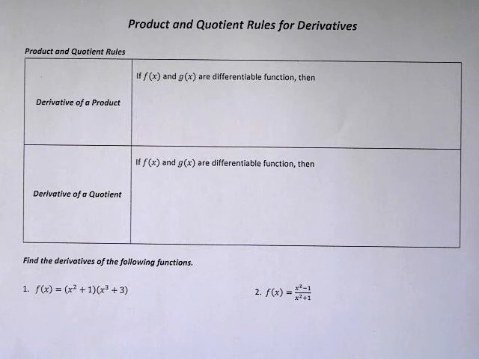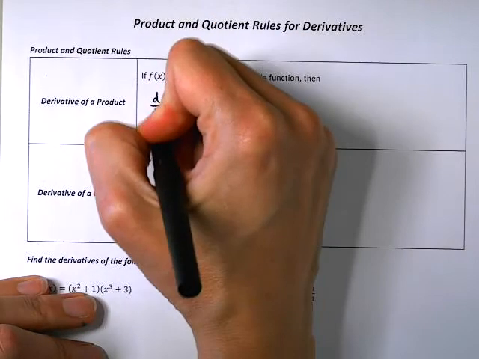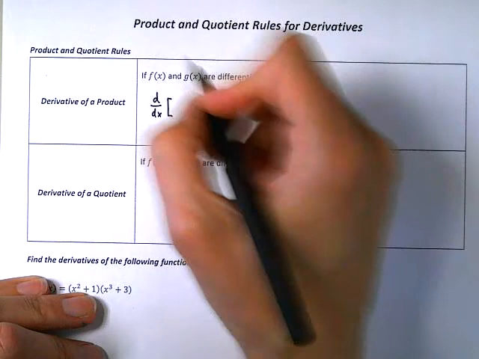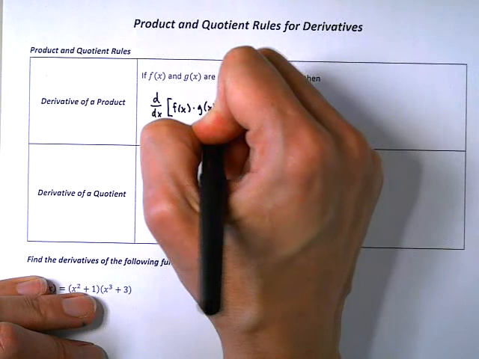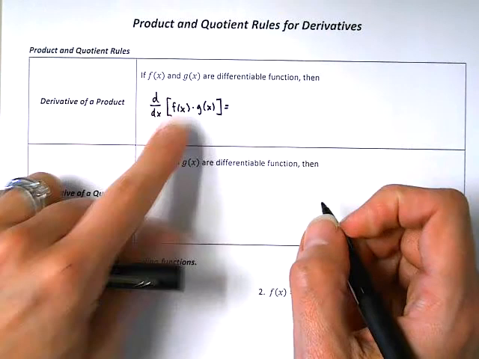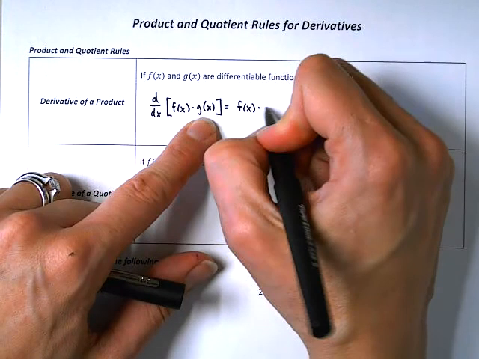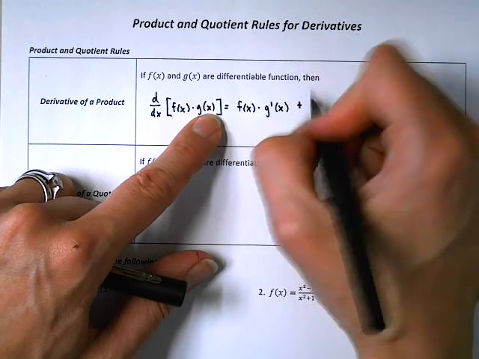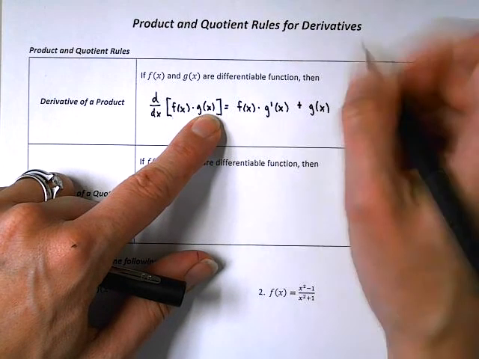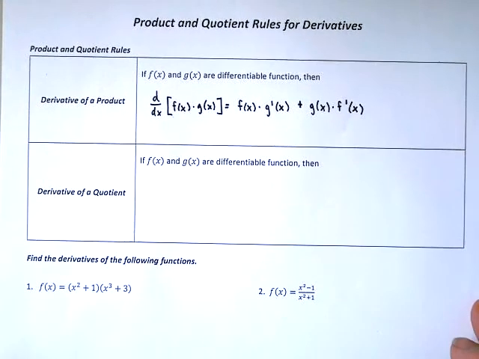If f of x and g of x are both differentiable functions, then the derivative with respect to x of the product f of x times g of x is equal to, we take the first function times the derivative of the second function, and then we add basically the reverse, the second function times the derivative of our first function. So that's our product rule.